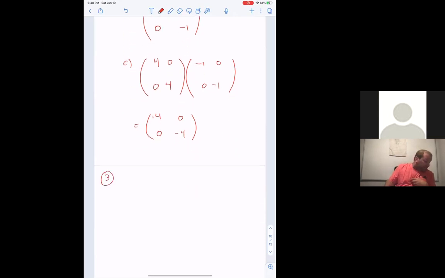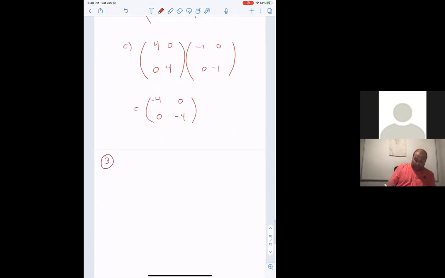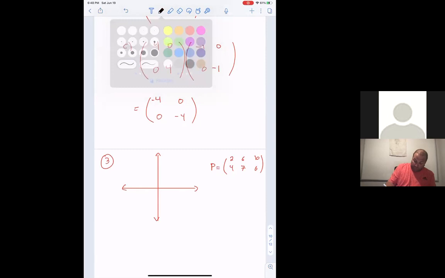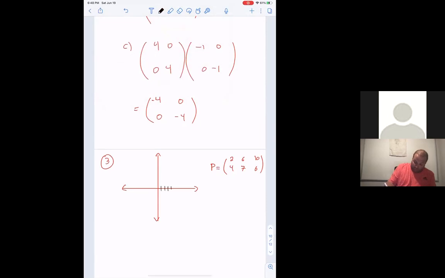Question number 3. Consider the triangle whose vertices are described by the following matrix. The matrix P is 2, 4, 6, 7, 10, 6. So what that means is, on the grid, 1, 2, 3, 4, 5, 6, 7, 8, 9, 10.